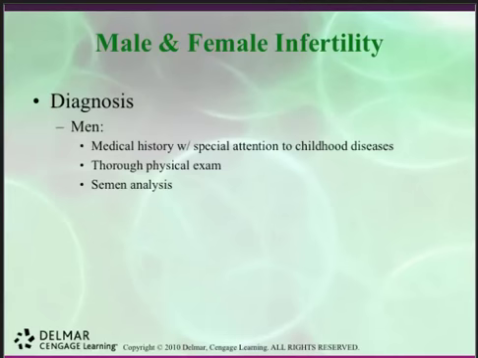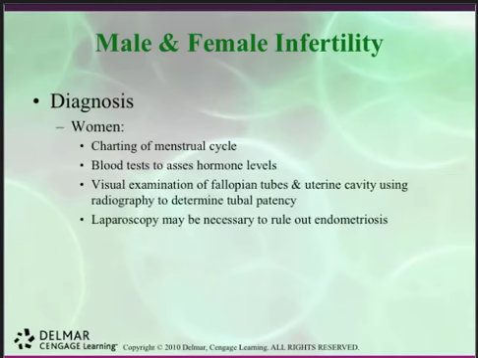The diagnosis in men includes a medical history with special attention to childhood diseases, a thorough physical exam, as well as semen analysis. In women, we have charting of the menstrual cycle, blood tests to assess hormone levels, visual exam of the fallopian tubes and uterine cavity during radiography to determine tubal patency, basically if the fallopian tube is intact, as well as a laparoscopy that can be necessary to rule out endometriosis.